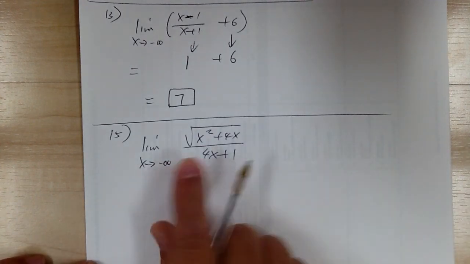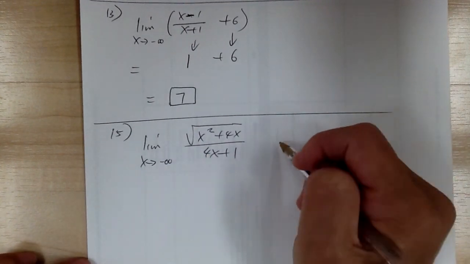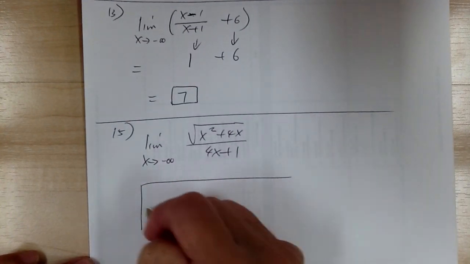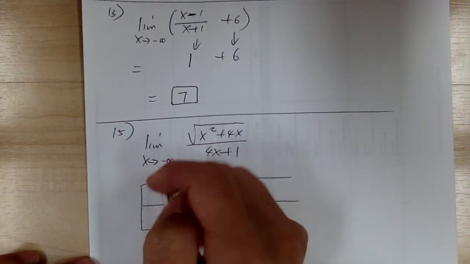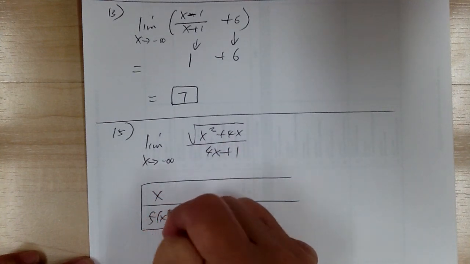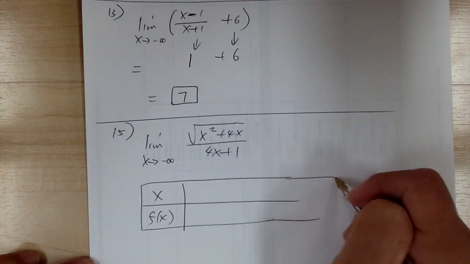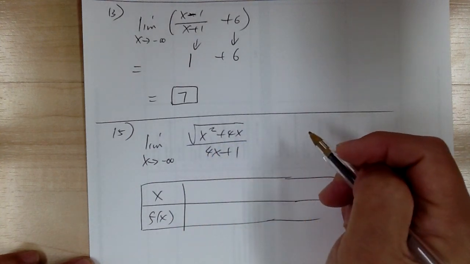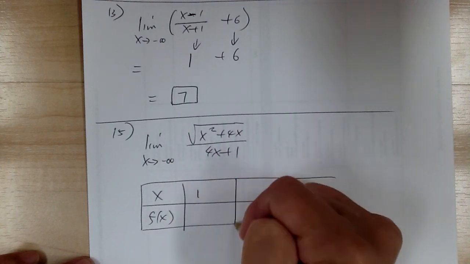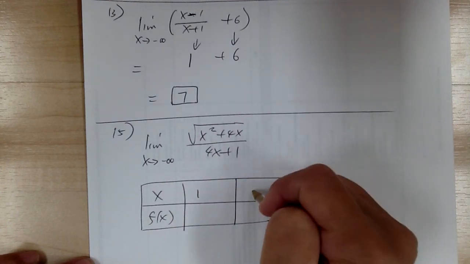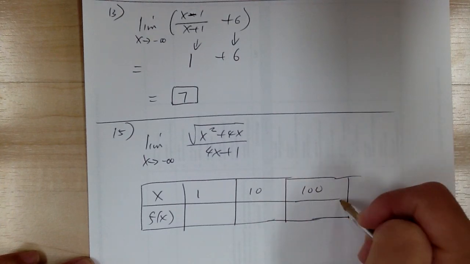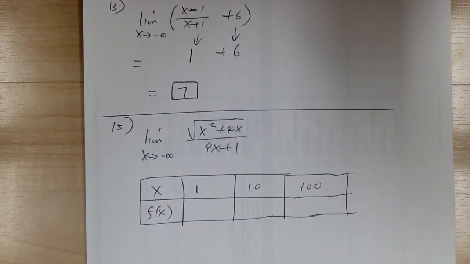Okay, so it's going to approach negative infinity. So what you want to do is make the table. You have the x and the f of x. Since you want to approach infinity, you might want to try 1 and 10 and maybe 100. Okay, so you need a good calculator.